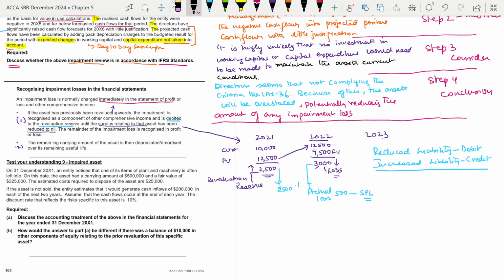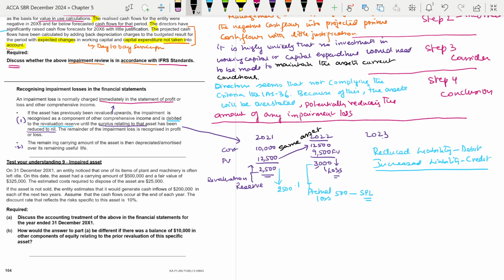Another thing, it should be related to the same asset. We have covered this in property, plant and equipment, if you remember. It should be the same type of asset. If you are talking about a building, it should be the same building, not a different building. It has to be the same asset.